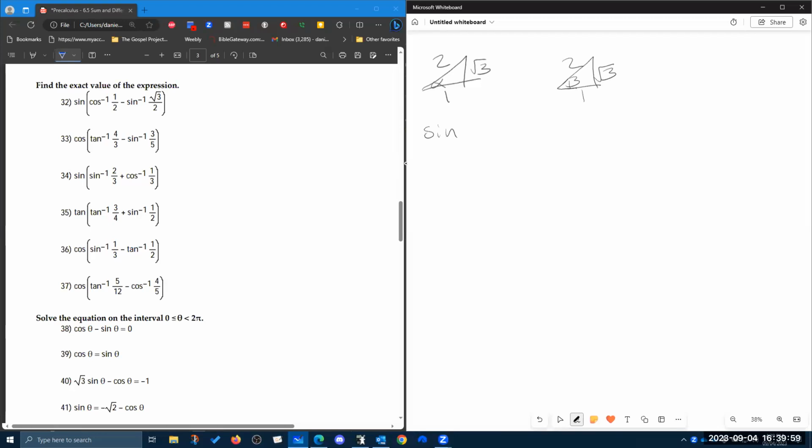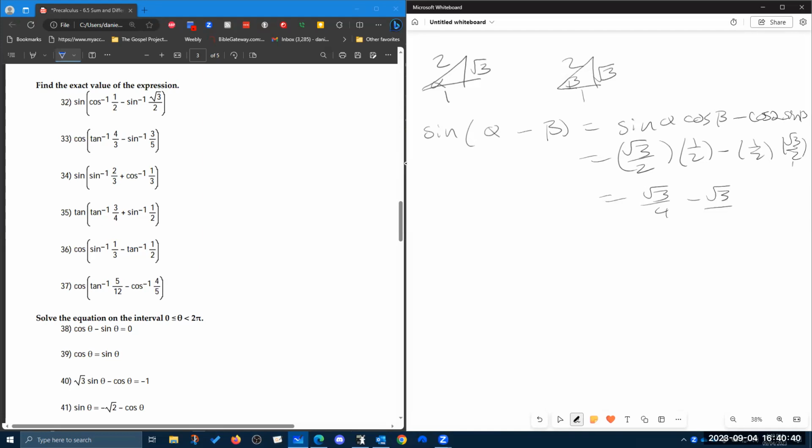So sine of alpha minus beta is going to be sine alpha cosine beta minus cosine alpha sine beta. It's going to be sine times cosine, cosine times sine. And so it's going to be root 3 over 4 minus root 3 over 4, which is 0. Because alpha and beta were the same angle, this is really sine of 0, which is 0.